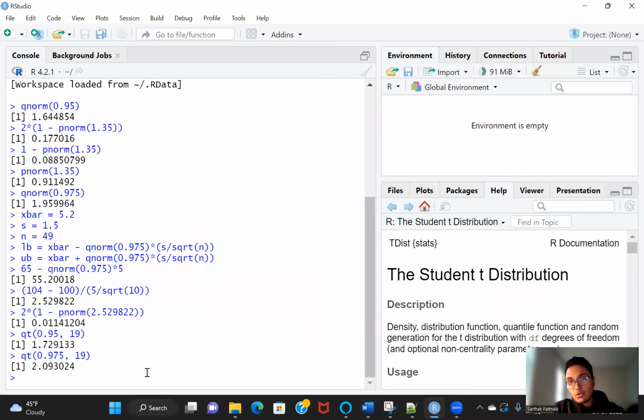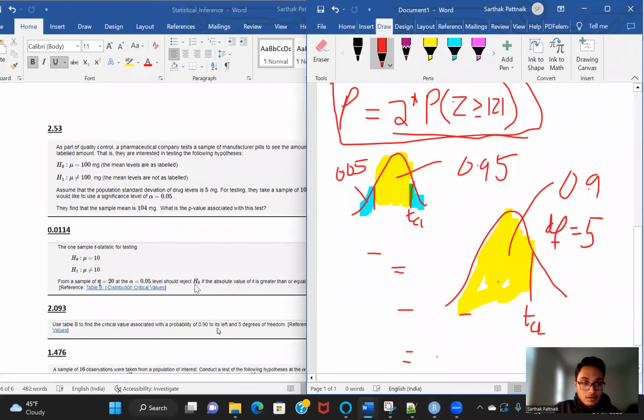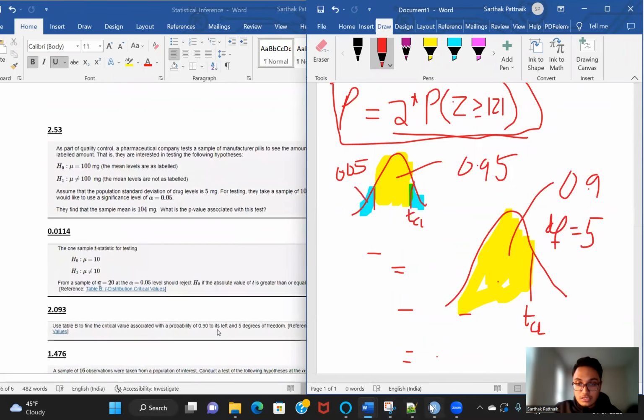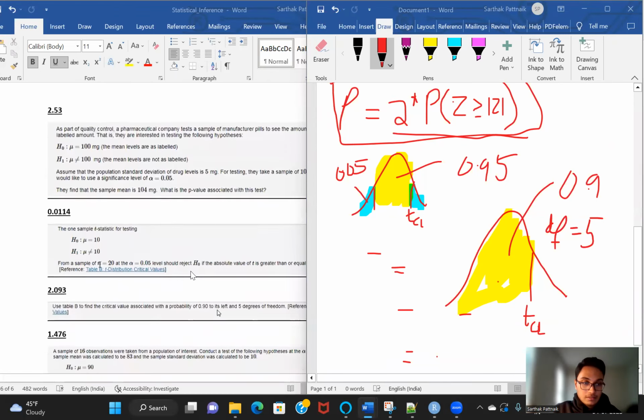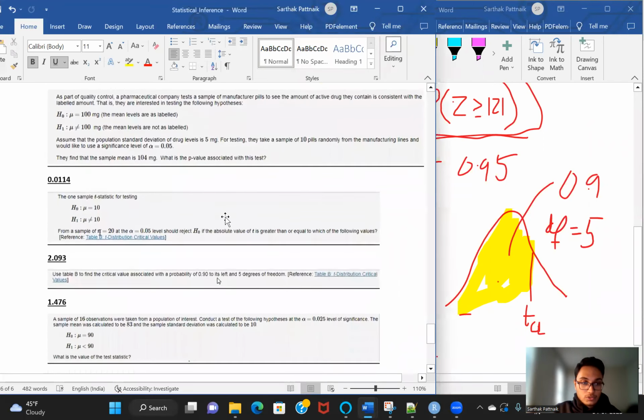If this is what is given in the question, the way you will calculate your answer is, you've been given area to the left as 0.9 and the degree of freedom as 5. So our answer will be 1.475884. Technically, if you round it up, you'll get 1.476. So this is exactly what we are getting. Pretty easy question, pretty straightforward. Let's move on to our next question.